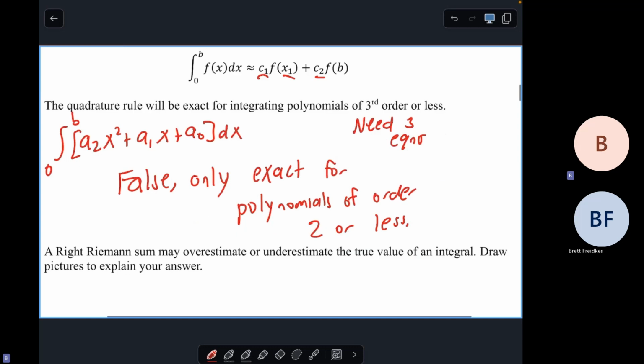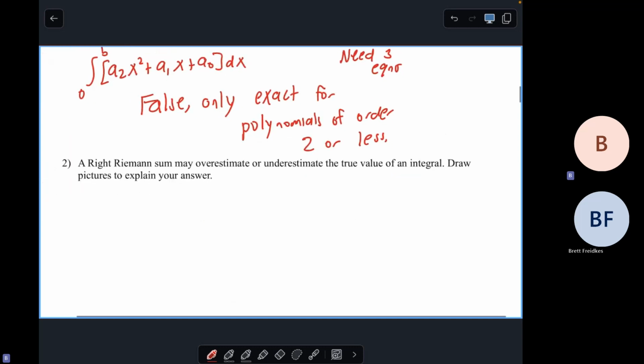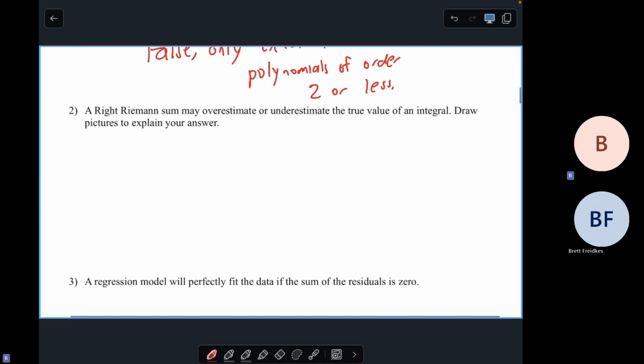Cool. A right Riemann sum may overestimate or underestimate the true value of an integral. Draw pictures to explain your answer. That is true. This is true. If we were to draw a picture, what would you draw?